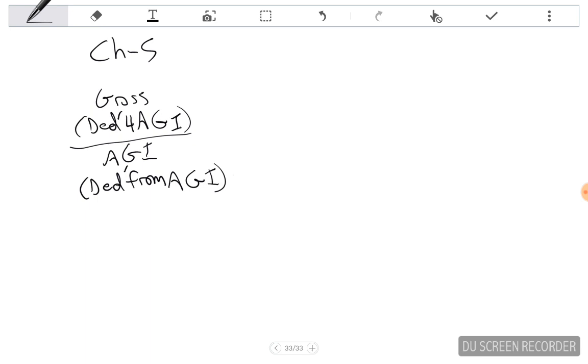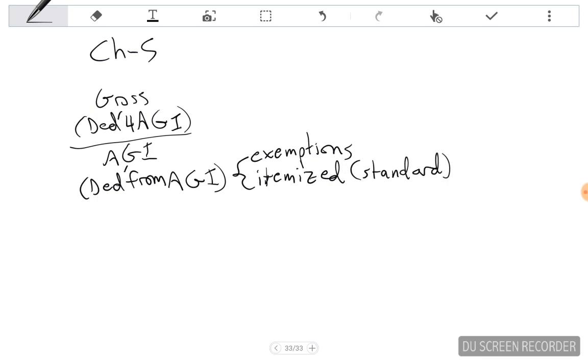and those deductions are going to be your exemptions, which remember have gone away as of 2008, and your itemized deductions. And if you don't itemize, you take a standard deduction, and that gives us taxable income. And we'll go ahead and stop there for now. As far as the formula, remember there's also credits and things like that, but we'll just stop there for now.